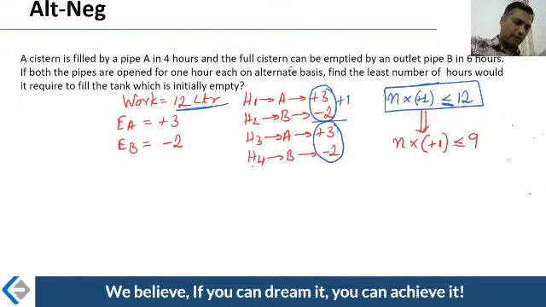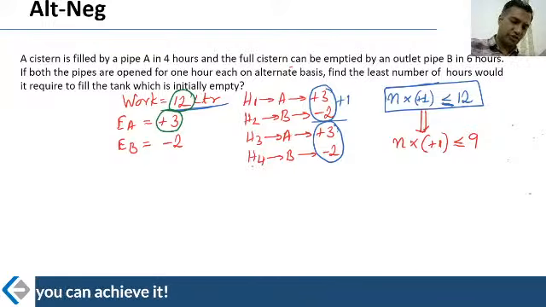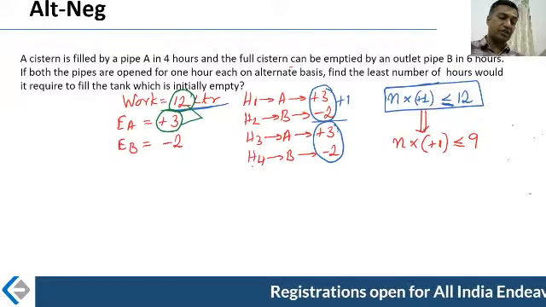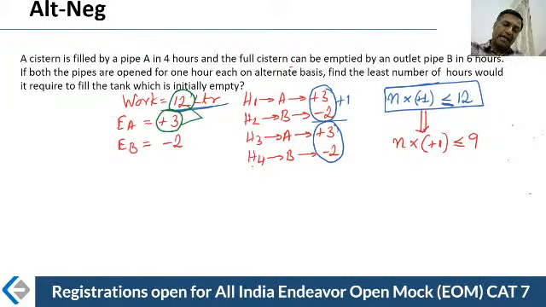Listen carefully, all of you. Take this 12, the work, and subtract the positive efficiency. Take the work and subtract the positive efficiency and write that number. 12 minus 3, the positive efficiency. Subtract, don't add. Call it 9 and write that number.